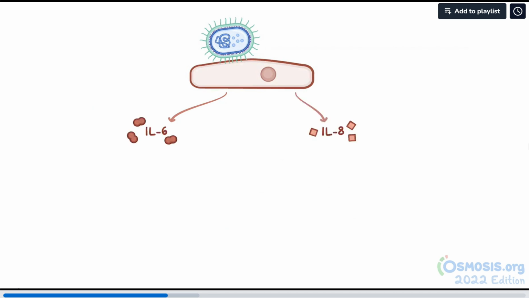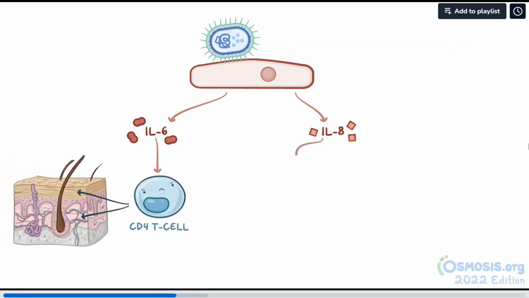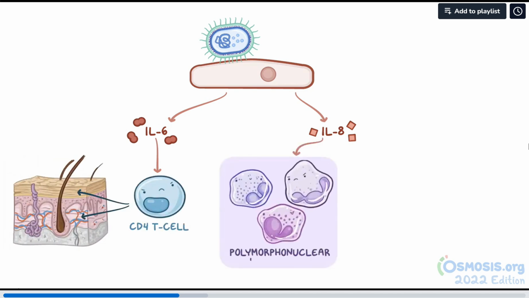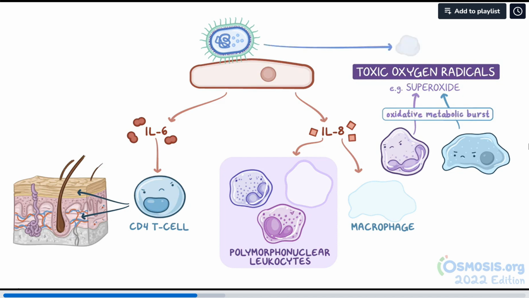These molecules signal for white blood cell reinforcements. Specifically, IL-6 makes CD4 T cells accumulate in the epidermis and dermis, while IL-8 leads to accumulation of polymorphonuclear leukocytes and macrophages. Now, neutrophils and macrophages try to kill invading bacteria by generating a bunch of toxic oxygen radicals, such as superoxide, which results from oxidative metabolic bursts. Unfortunately, Haemophilus ducreyi produces an enzyme called copper-zinc superoxide dismutase, which converts superoxide radicals to oxygen and hydrogen peroxide, so it survives the attack.